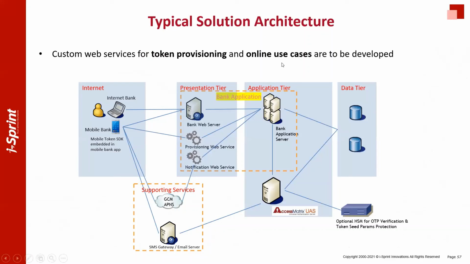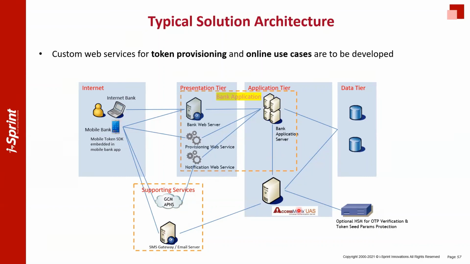So over here, let me get my pointer. As mentioned, if the mobile token is embedded into the mobile application, then we have the SDK, and the provisioning web service is for token activation, and the notification web service is for push use cases. That is to push the messages via Google Cloud Messaging or the Apple Push Notification Service to the user's mobile device. We can also support SMS OTP via this SMS gateway to the user's device too.